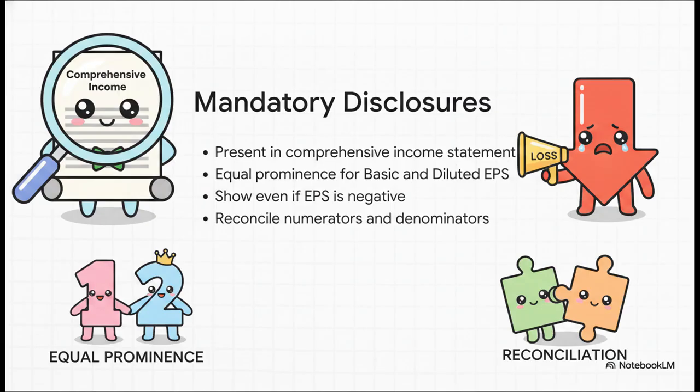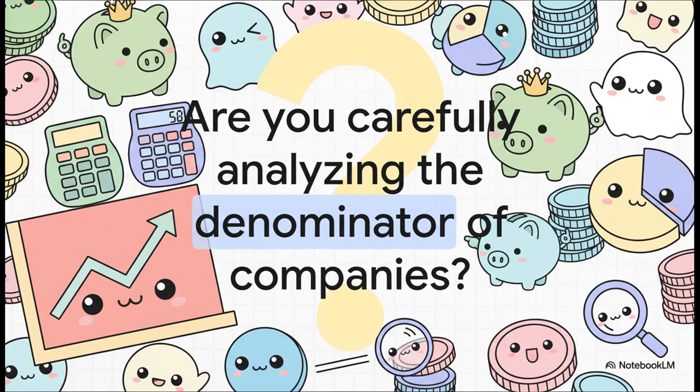Also, and this is a big one, they must present these figures even if the EPS is negative. A loss per share has to be broadcasted loudly and clearly. Finally, they have to provide a full reconciliation of exactly how they calculated the numerators and denominators, instrument by instrument. Transparency is completely non-negotiable.